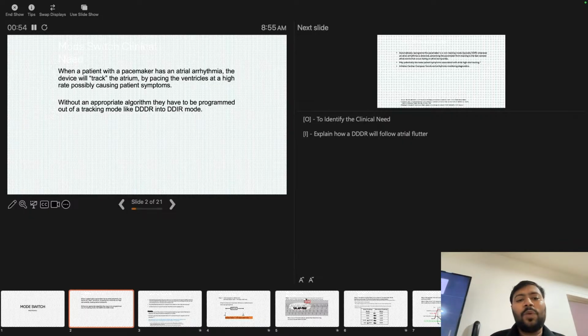In this scenario, why is mode switch important? At some time we may have an atrial arrhythmia. If mode switch is not on, the device will obviously track the atrium at whatever rate it goes, and it will pace the ventricle at the maximum tracking rate. That will cause unnecessary symptoms to the patient. To avoid that, companies came up with an algorithm called mode switch.